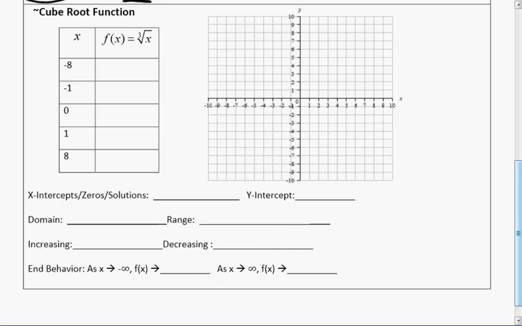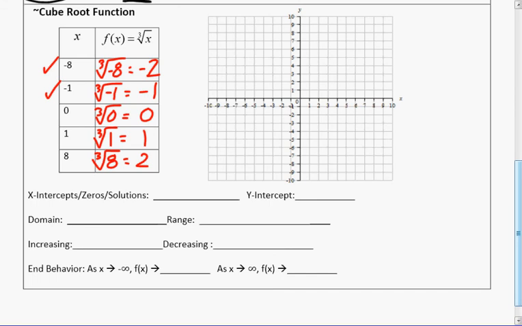Same thing, we can plug in numbers here to get the y values that we can use to plot. Notice in this case, we can use negatives inside our cube root function. The cube root of -8 gives us -2. The cube root of -1 gives us -1. The cube root of 0 gives us 0, and the cube root of 1 gives us 1. The cube root of 8 gives us a 2. Plotting these points, we get this sideways S-curve again.